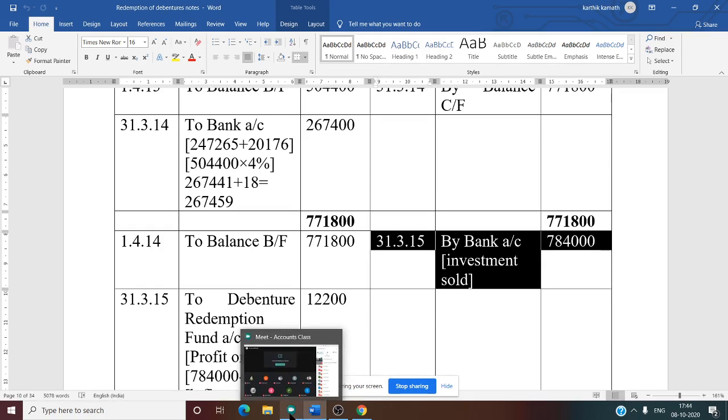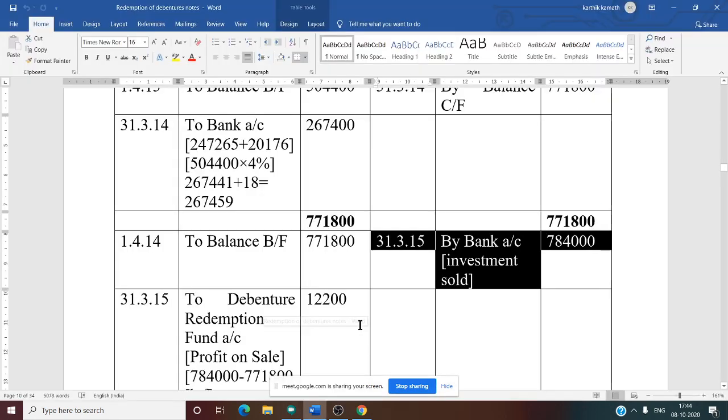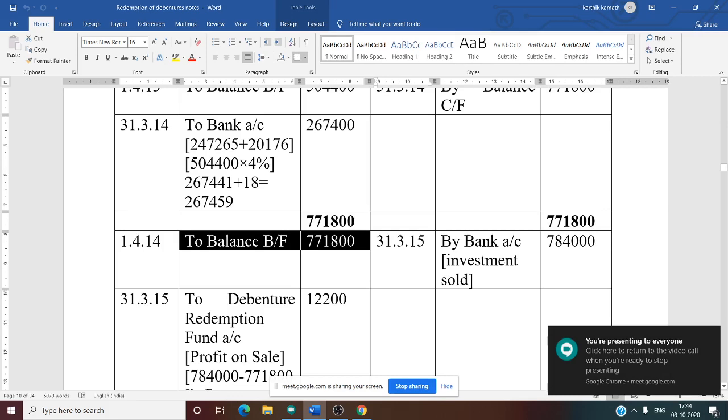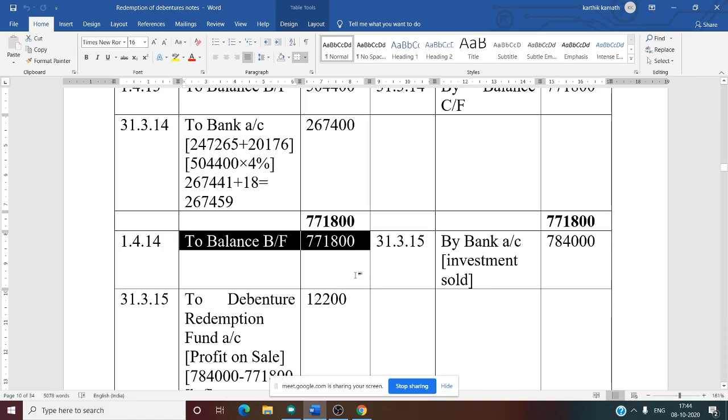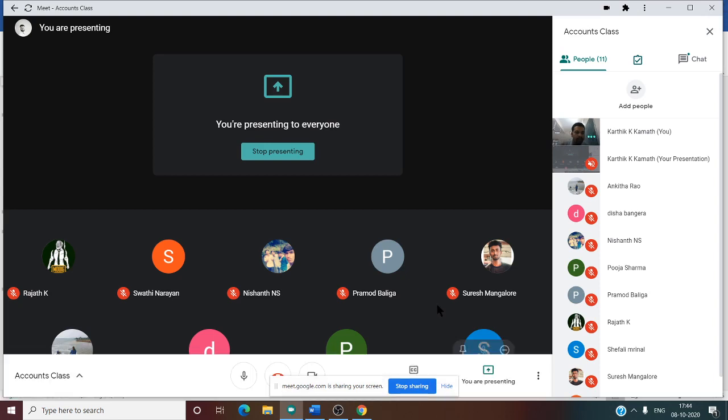How to find whether there is a profit or loss in the last year? I will tell you. See this. What is the actual balance? Actual balance at the end of the last year, at the beginning of the last year, is 7,71,800. We sold it for 7,84,000. Whether there is a profit or loss, can you tell me?